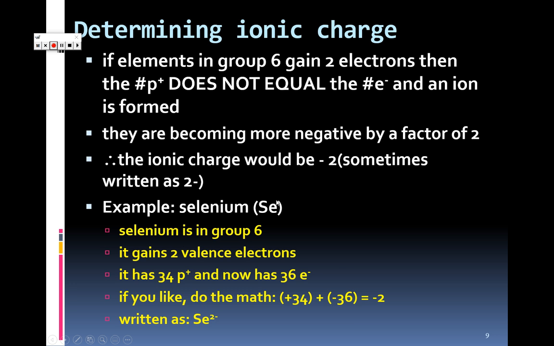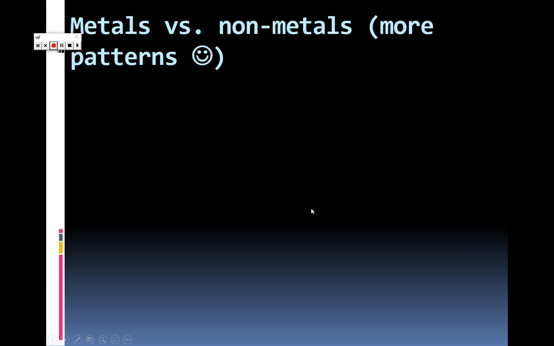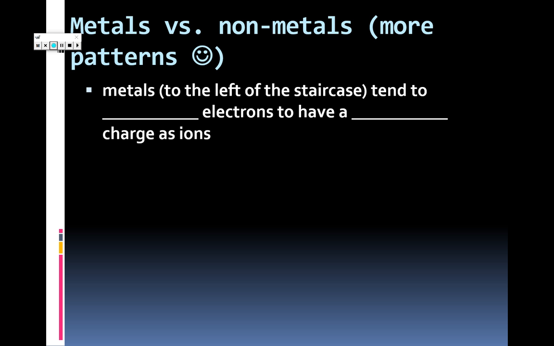Okay, so really, what we're going to do next when we get to chapter 2 is the patterns. So what is a metal? What's a non-metal? What are they going to do? So metals, to the left of the staircase, that's usually what we consider, are going to lose electrons. Even transition metals, we say that they lose electrons, so they are going to be positive. It's just different how you figure out their charge, okay?